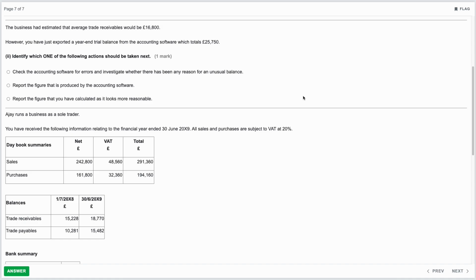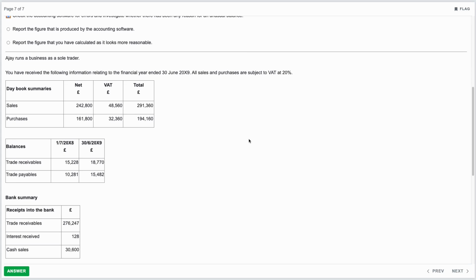As a percentage, if we thought 16,800 and it's come out at 25,750, that's quite an increase. That's roughly around a 50% increase, isn't it, on what you expected? So I wouldn't just report the figure because it is quite a bit higher. And then the last one, report the figure that you have calculated as it looks more reasonable. Okay, we definitely wouldn't want to do that because obviously the system says something else. So we'd want to check the accounting software for errors and investigate whether there has been a reason for the balance.